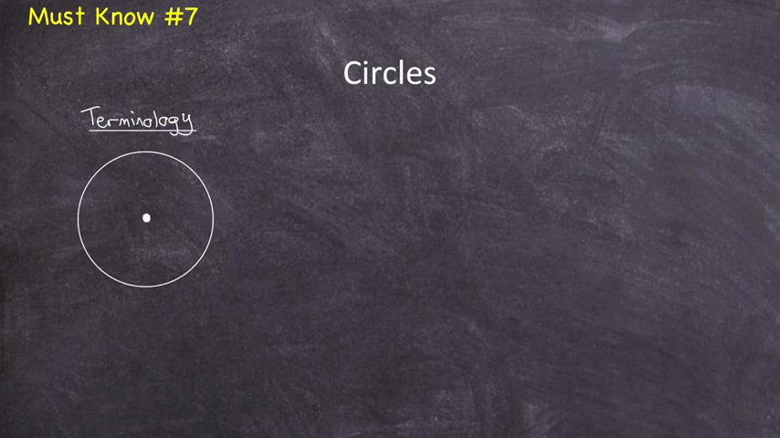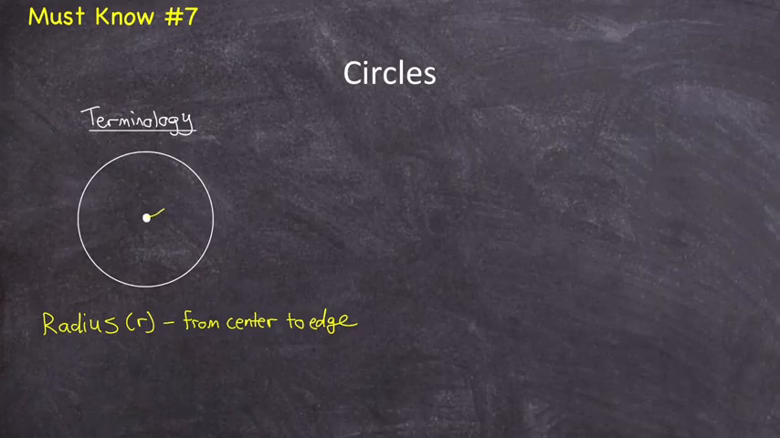The radius of the circle would be a line that goes from the center of the circle to the edge of the circle. So if I start at the center and go anywhere to the edge, that represents the radius of the circle. And by the definition of the circle, every point around the outside of it is equal distance from the center.